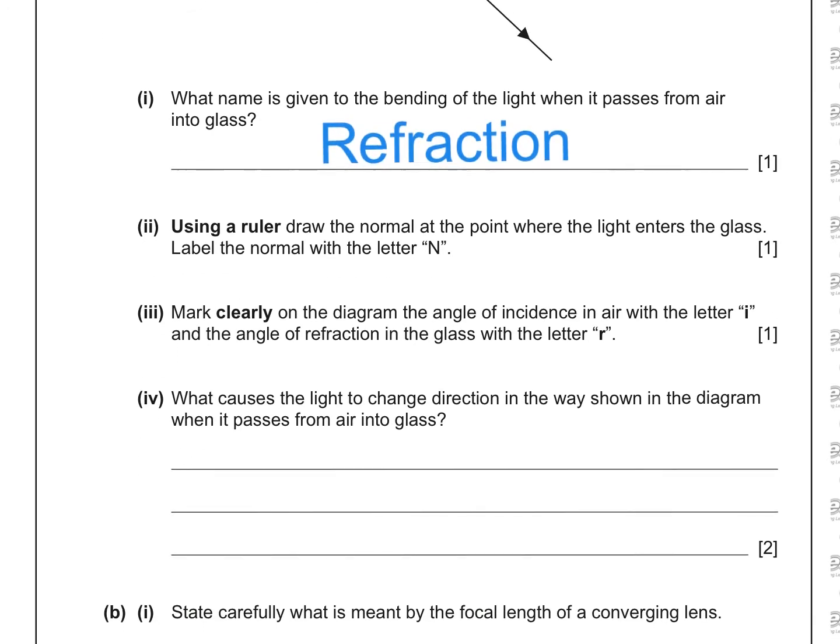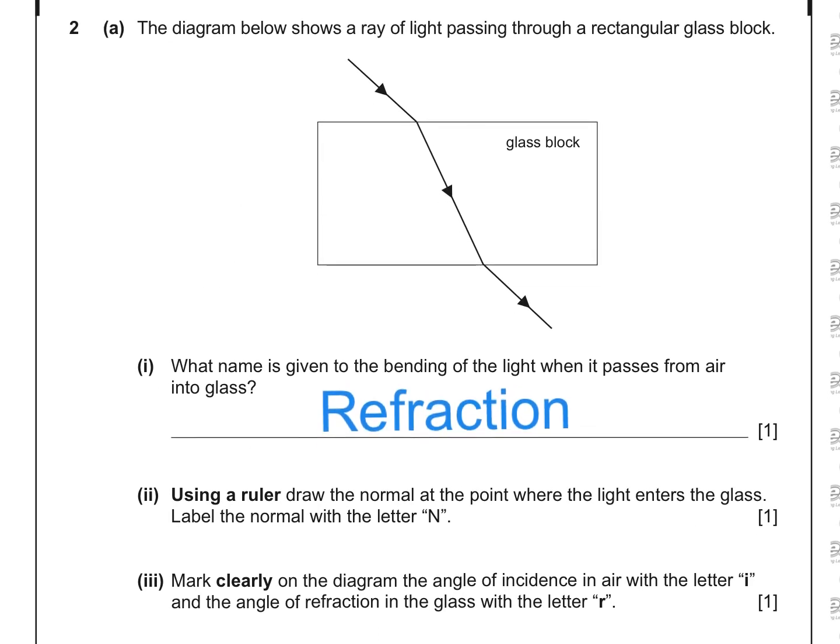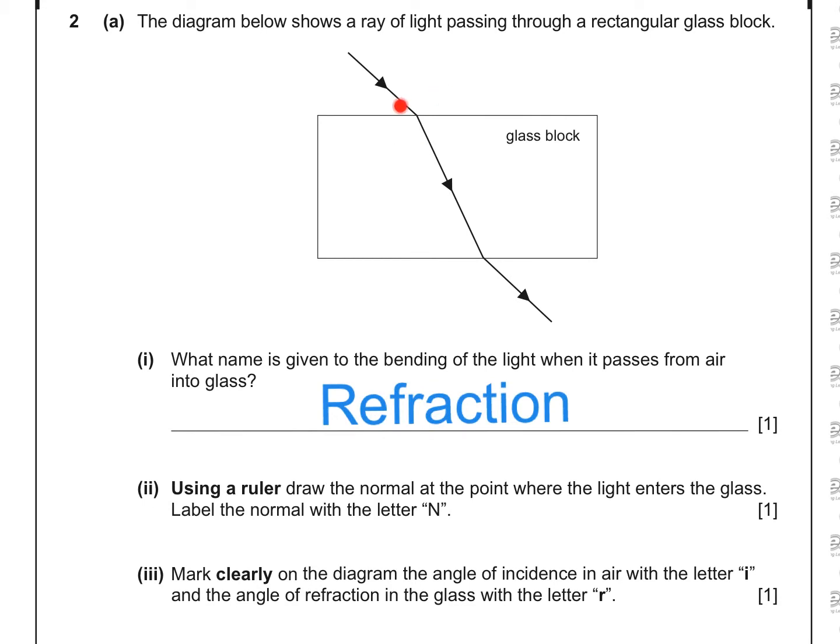Part 2 then. Using a ruler, draw the normal at the point where the light enters the glass. Label the normal with the letter N. Okay, so the light is entering the glass just here. We need a normal. And remember that normal here has its mathematical meaning, which means at 90 degrees too. So we need a line at 90 degrees to the glass block. So very simple, just a line here at 90 degrees where the light enters the glass block. And it says label it N, so be careful, very easy to miss that, like I just did. So always read over the questions and make sure you've answered them completely.